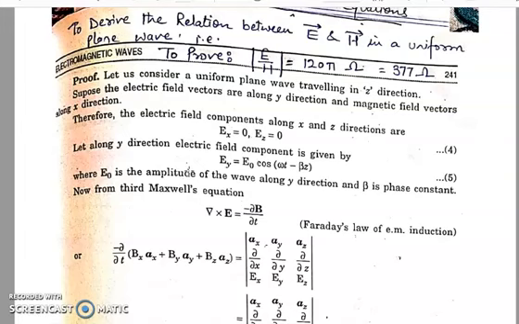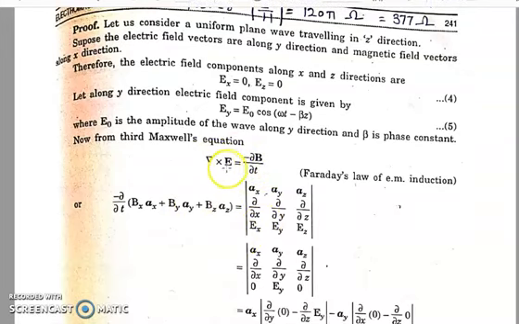Now the y direction electric field component is given by this equation, that is Ey is equal to E naught cos of omega t minus beta z. Here E naught is the amplitude of the wave along the y direction and beta is the phase constant. Now according to Maxwell's third equation, that is del cross E is equal to minus curly B by curly t. By expanding the vector B, it can be written as minus curly by curly t of Bx ax plus By ay plus Bz az. Here ax, ay and az are the unit vectors.